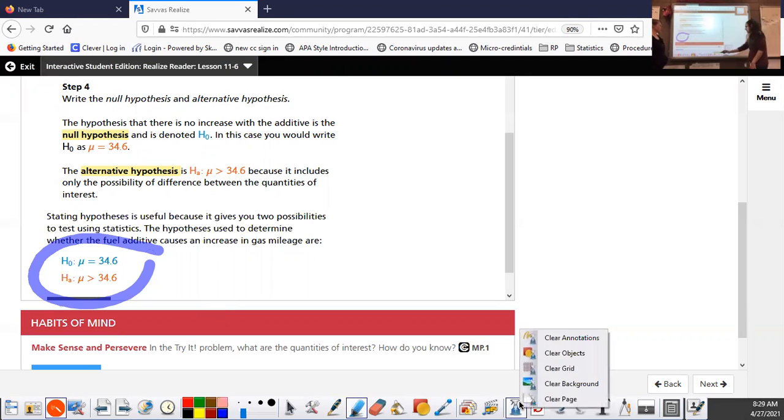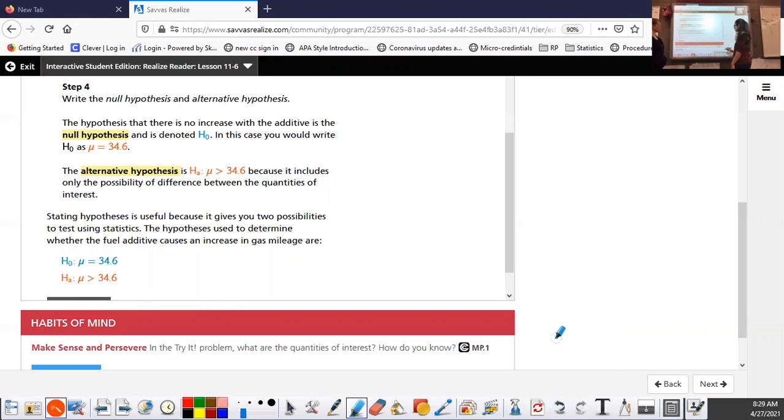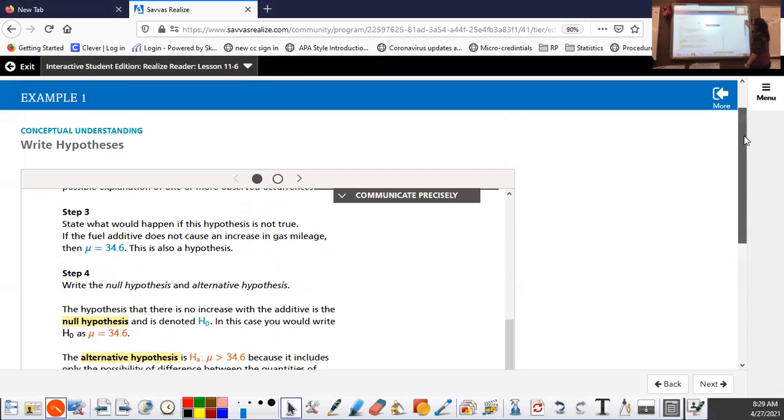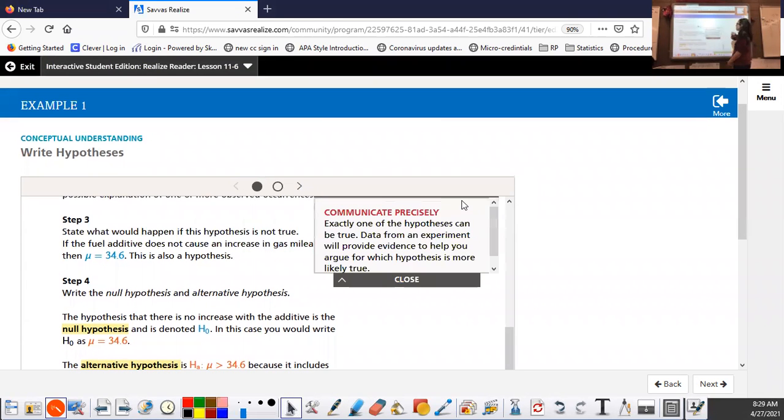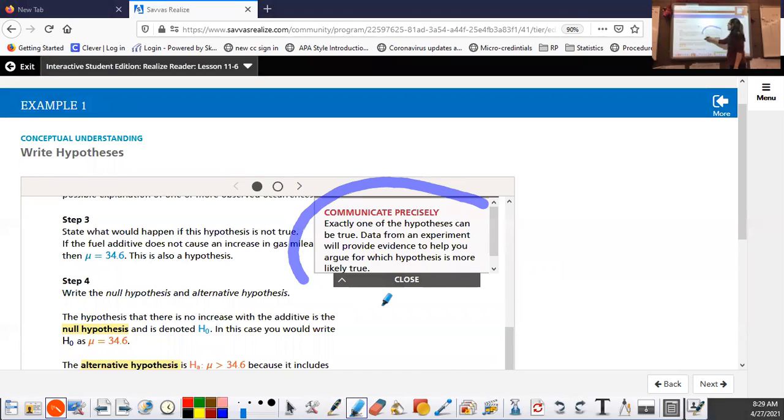What are the quantities of interest? How do you know? We'll let you fill that in. Well, we're thinking about this gas mileage, so that's really what we're looking at. Quantity means numerical.